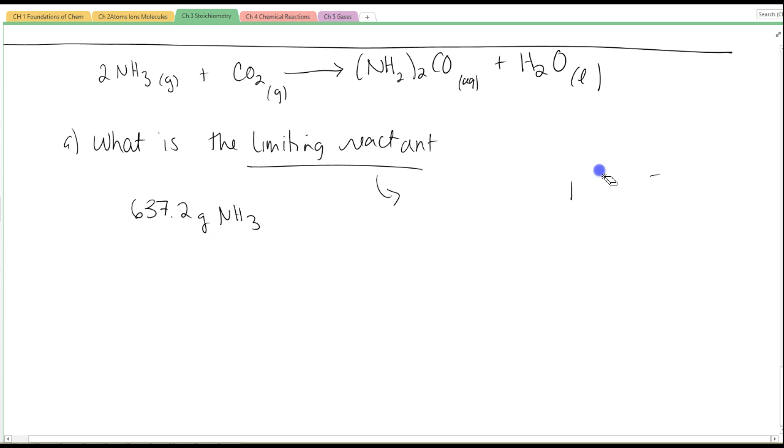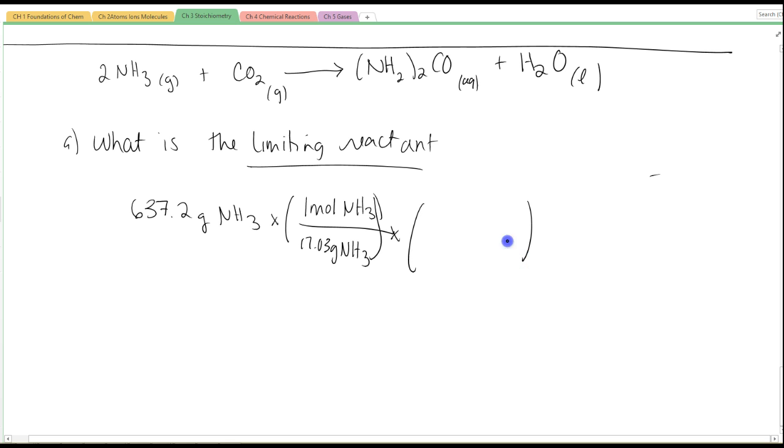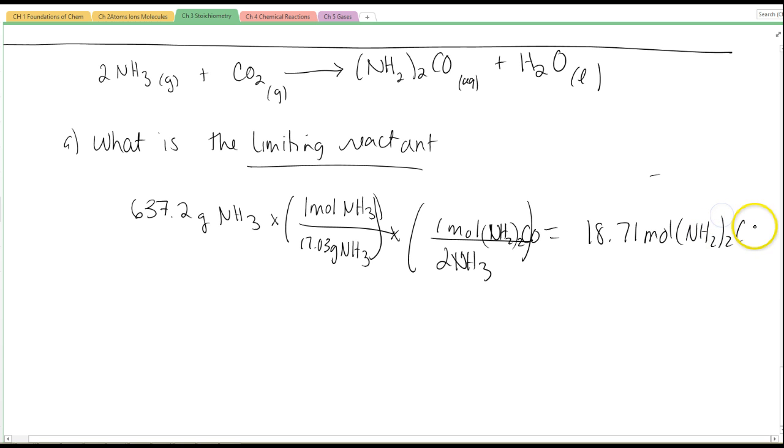I'm going to erase this for a second so that I have the space I need. So I need to convert that then to moles. 1 mole of ammonia is 17.03 grams of ammonia, and then I will convert that to moles of NH2CO. And I get that I have 18.71 moles of NH2CO from that mass of ammonia.